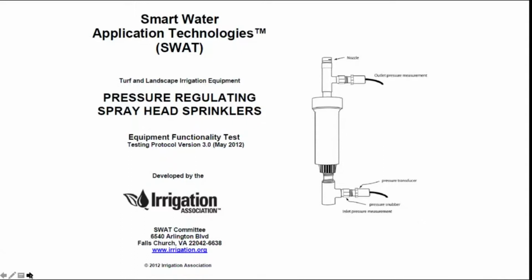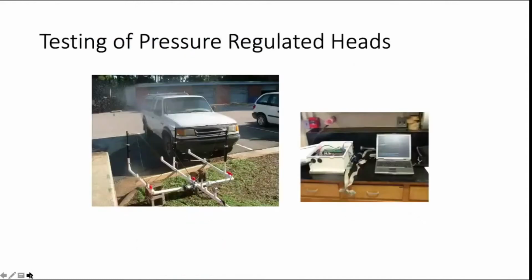So here you see what we had set up. These are pop-up spray heads out behind our building. We hooked all these water meters and pressure meters to a Campbell Scientific data logger and logged the data, and then made our evaluation, given various inlet pressures, of what the outlet pressure was, and whether it in fact regulated to the advertised pressure. The side benefit of this is you could run your car up here and get a car wash.